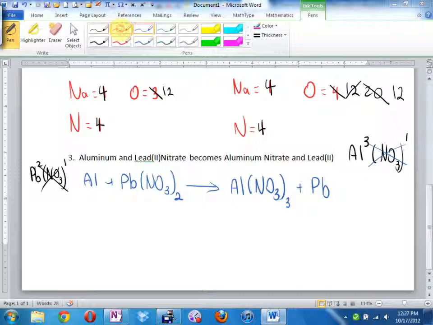So let's change colors, Mr. Dewick. Josh, on the left, how many ALs are there? Just 1. How many PB leads are there? 1. How many N's are there? Careful. 2. Yes? How many O's are there? Not 3. 6. See it? 2 and 3. 2 times 3.